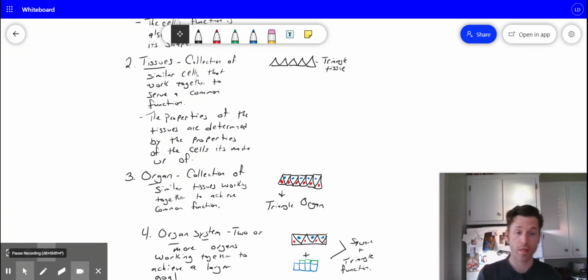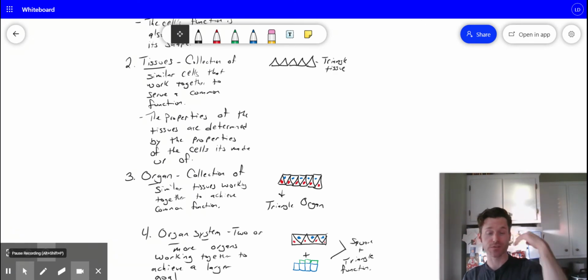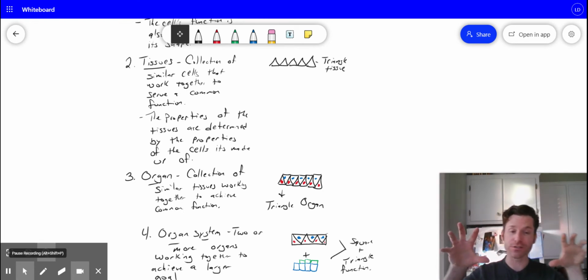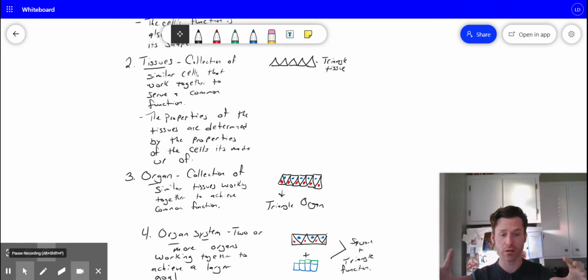The next level up from cells are tissues. If I have a bunch of cells that are the same kind of cell and they're working together, that is a tissue. So we have muscle tissue or heart tissue or kidney tissue, liver tissue. Whenever we have a collection of the same type of cells working together to do that cell thing, it's a tissue.